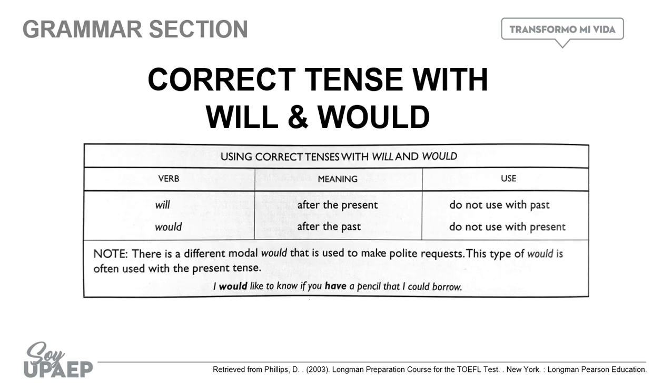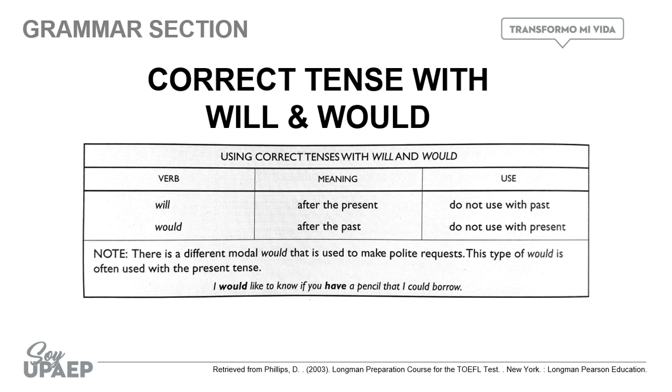Okay, so here is the information that I already told you. Will has a meaning after the present, would after the past. In terms of will, you cannot use the past, and in case of would, you cannot use the present, okay? When you use would in order to make polite requests, right? In this case, yes, you can use the present simple, but only in this situation. If you say, I would like to know if you have a pencil that I could borrow, yes, you can use that combination.